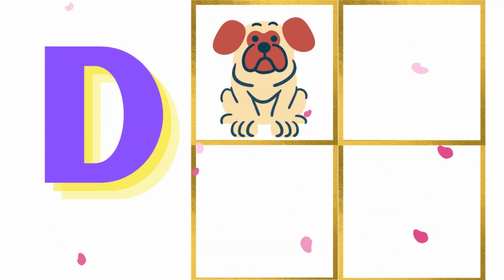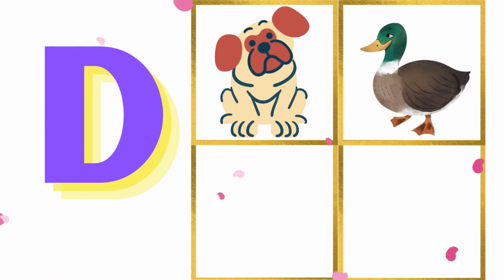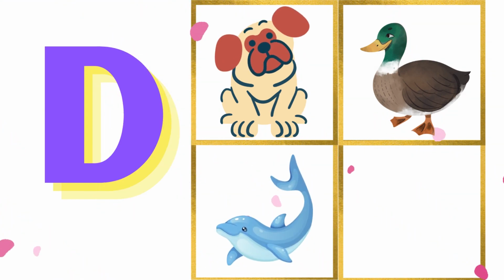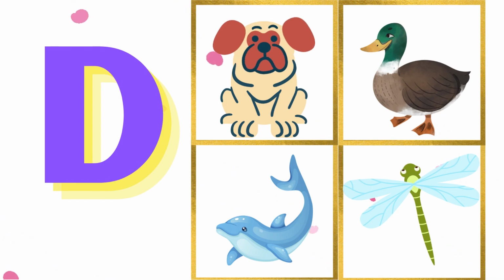D for dog. D for duck. A, B, C, D, E, F, D for dolphin. Dragonfly. W, X, Y, Z. Now I know my ABCs.